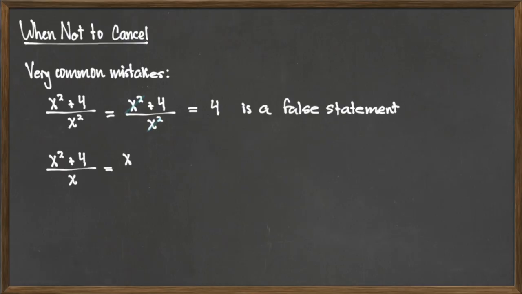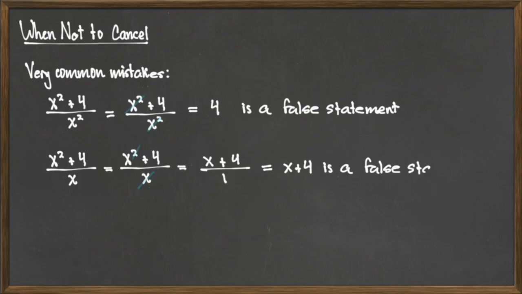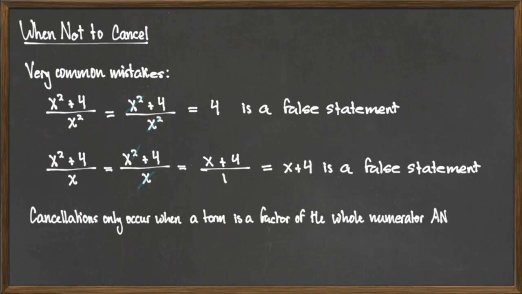Similarly, I can't take x squared plus 4 divided by x and do this kind of cancellation. If I were to say everything on this second line is equal, it is also a false statement. I only get to cancel terms if they are common factors of the entire numerator and the entire denominator.